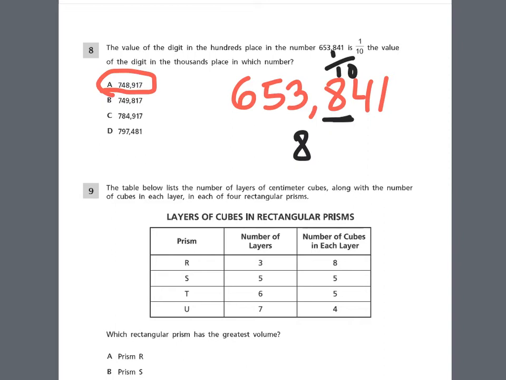So my strategy for this one is I wrote down the number. I underlined the hundreds place right there, which is the 8. And then because I knew that this number is 1/10, then this number has to be 10 times more. So I moved it over one place value, and that's why it's under the 8,000. And the only one that has the 8,000 is letter A.